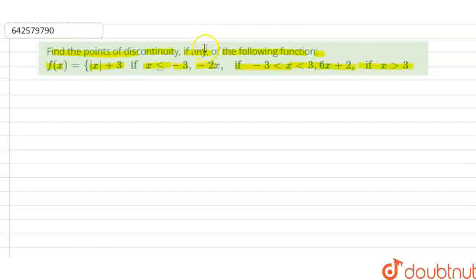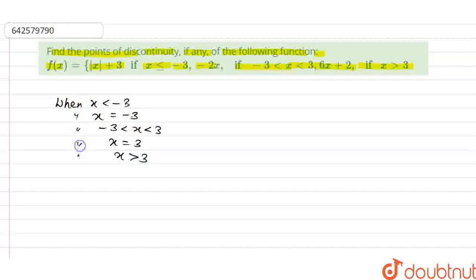So we need to find the discontinuity of the function. So first we check the different values of x: when x is less than -3, when x is equal to -3, when -3 is less than x and x is less than 3, when x is equal to 3, and when x is greater than 3. So we have to check at these points.